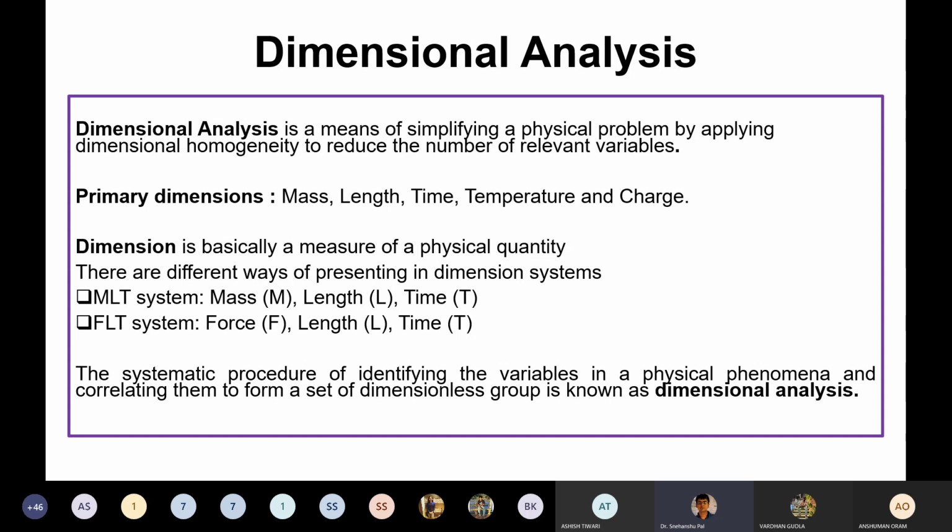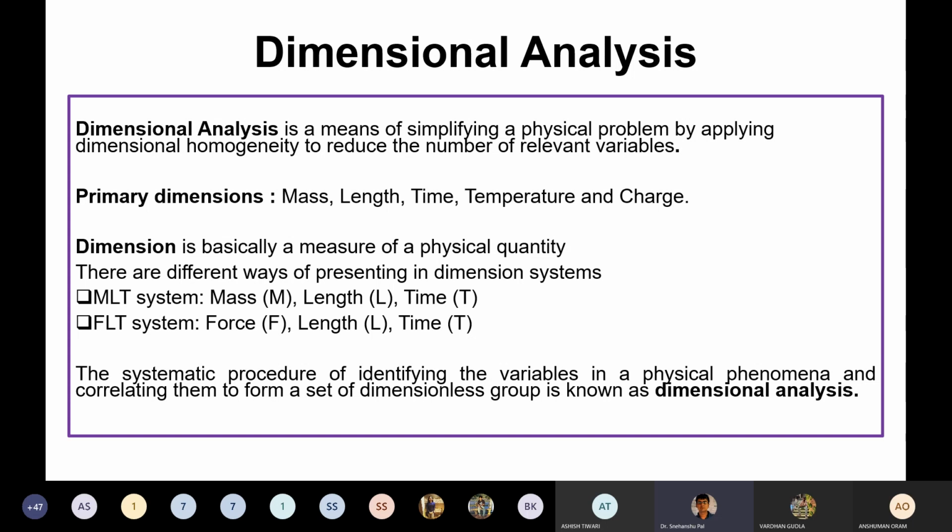First, we should know what dimensional analysis is. It basically simplifies physical problems by using dimensional homogeneity to reduce the number of relevant variables which govern the physical phenomena or physical process of a system. What does that mean? What is dimensional homogeneity?